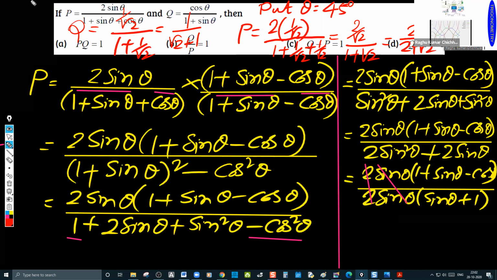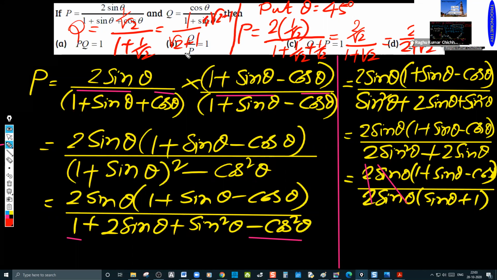Now what happens? Let us verify now. P into Q. If you write P into Q, root 2 plus 1 can be rationalized and written as root 2 minus 1. Now P into Q will not be 1. Just check it out. This is P, this is Q. If you multiply them, you don't get 1.